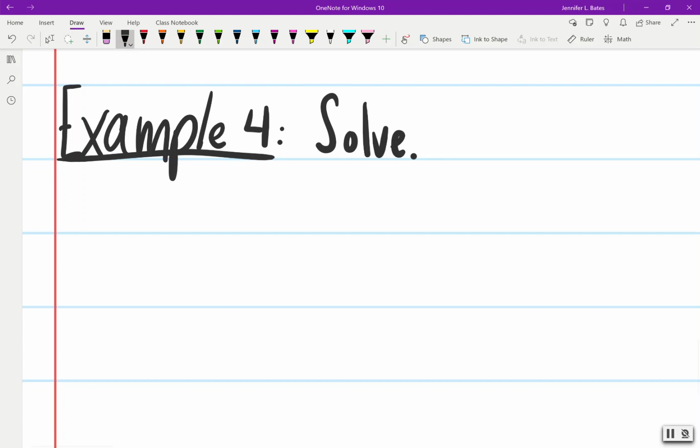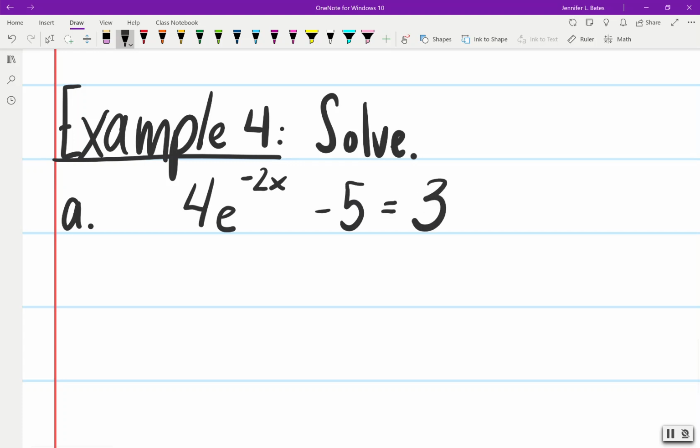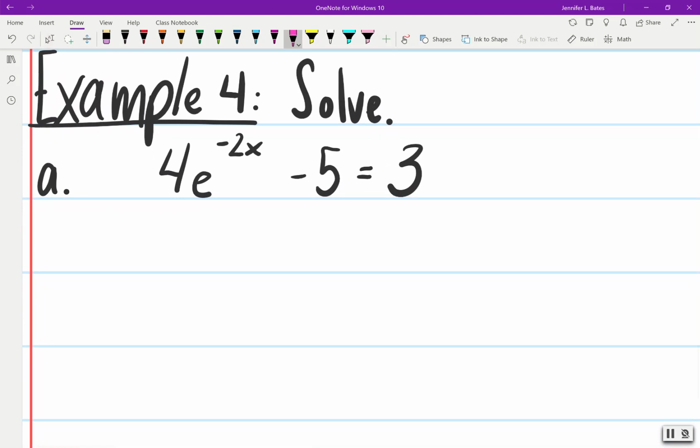Okay, so here in example A, we are given 4e to the power of negative 2x minus 5 is equal to 3. Now, the first thing to do is not to panic. This looks a little more complicated only because it has 2 variables. But e is just a base. It's a number.